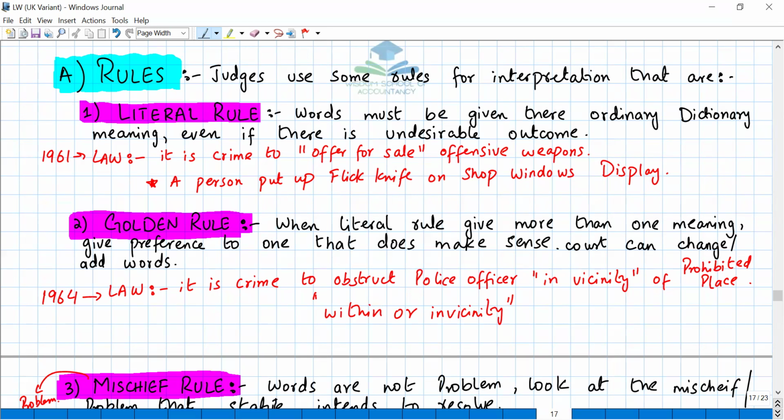So a person put up a flick knife, and the flick knife is an offensive weapon, right? So he was brought to court. Now the problem for the judge was to assign the meaning of the words offer for sale. What does the word offer for sale mean? Now the judge was trying to understand the meaning. What do you think, what does offer for sale mean? If I say that I offer for sale, it is for sale, right? Now understand this point clearly.